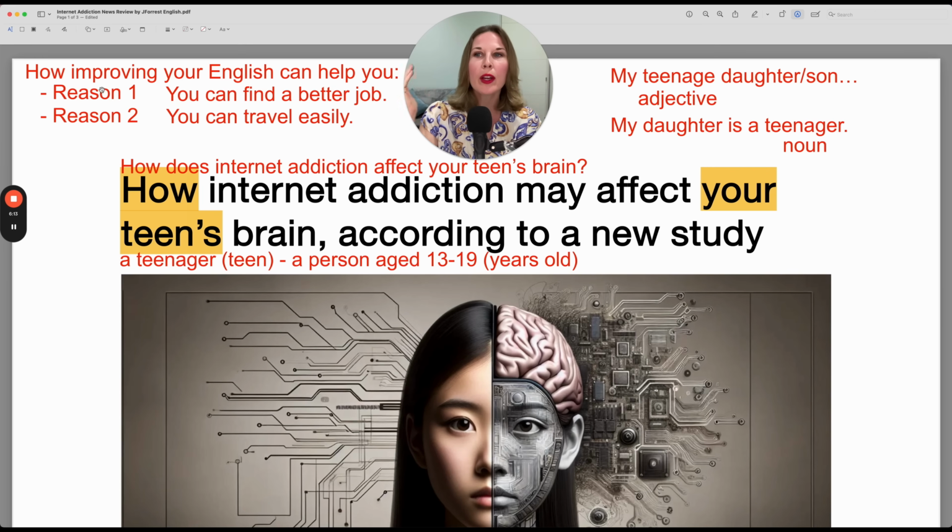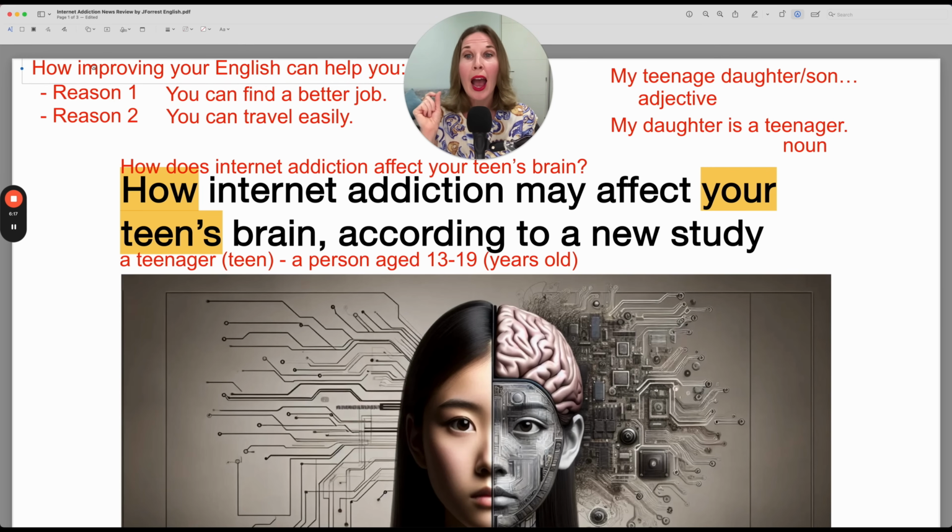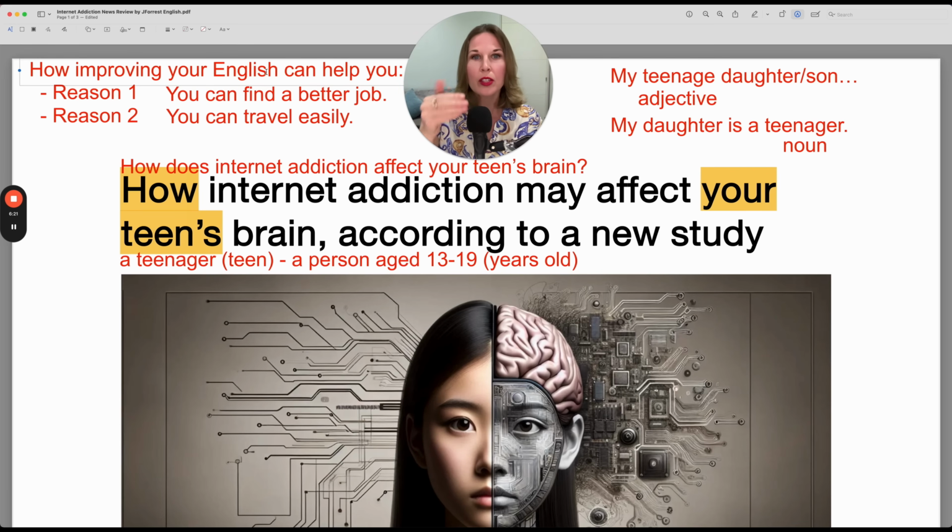This is common when you generally are going to provide different reasons. For example, how improving your English can help you. So this is a statement form. And then underneath, you might provide reason 1, reason 2, reason 3. So for example, you can find a better job, you can travel easily, and then you can add all the other reasons.